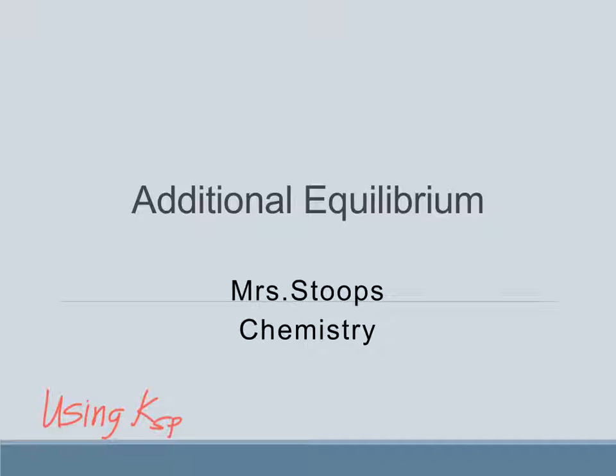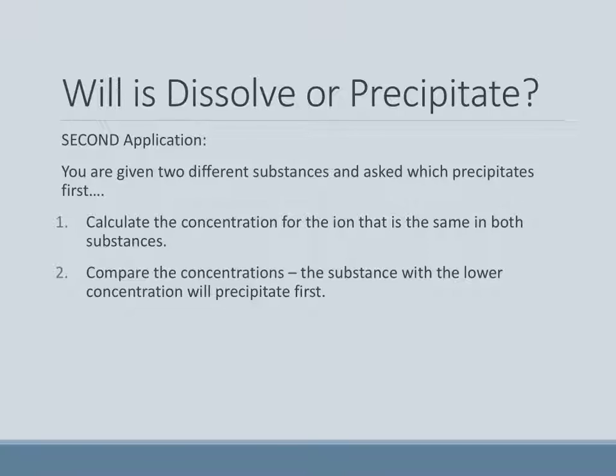In this screencast, we're going to look at another use for Ksp, where we are going to be able to decide at what concentration a particular substance will precipitate, and which of the two solutions it could possibly be in would precipitate first. Here's a situation for this particular type of problem.